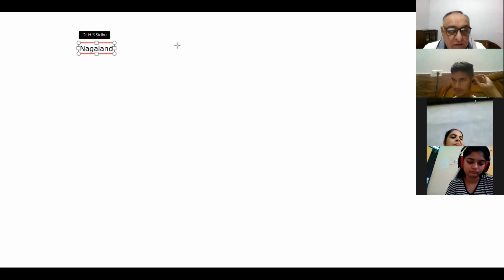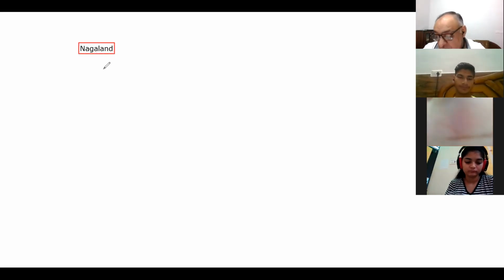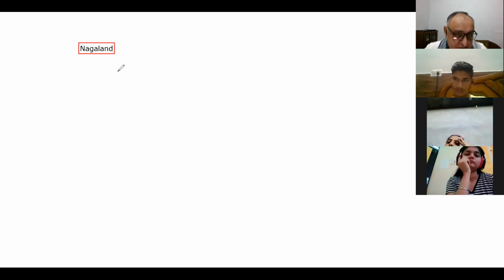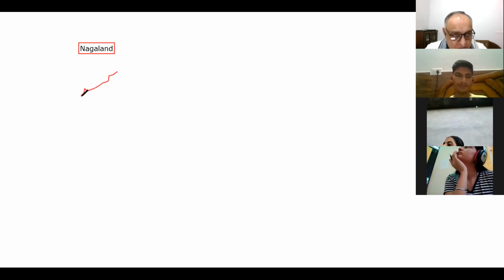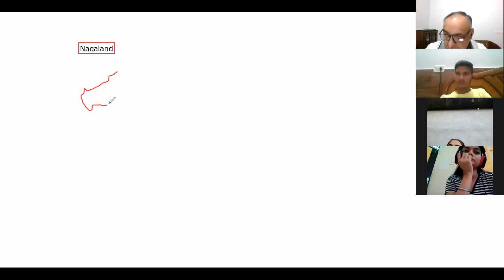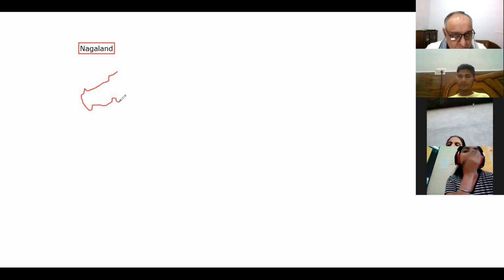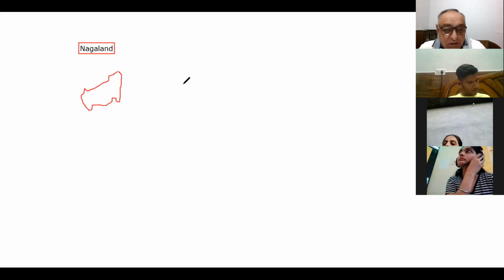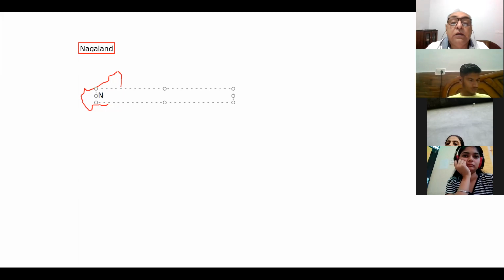So as far as the geographical location of Nagaland is concerned, this is a rough map of Nagaland. This is not the exact map. So if I take here, here it is Nagaland.